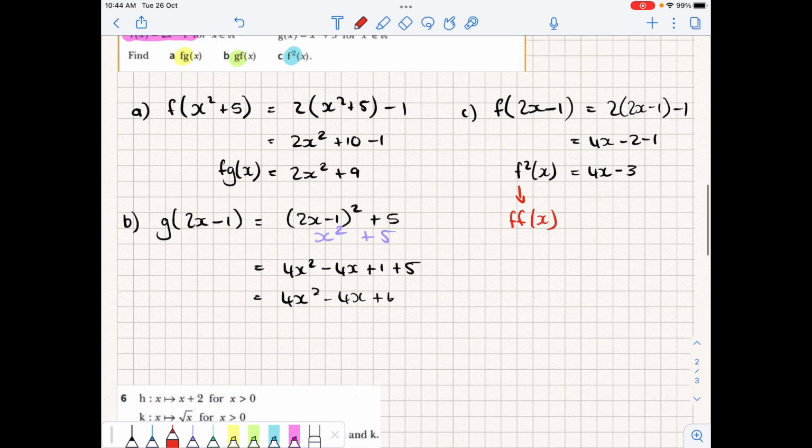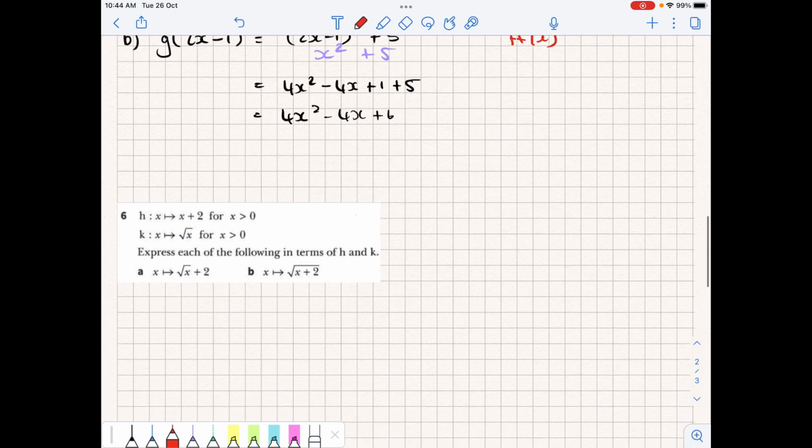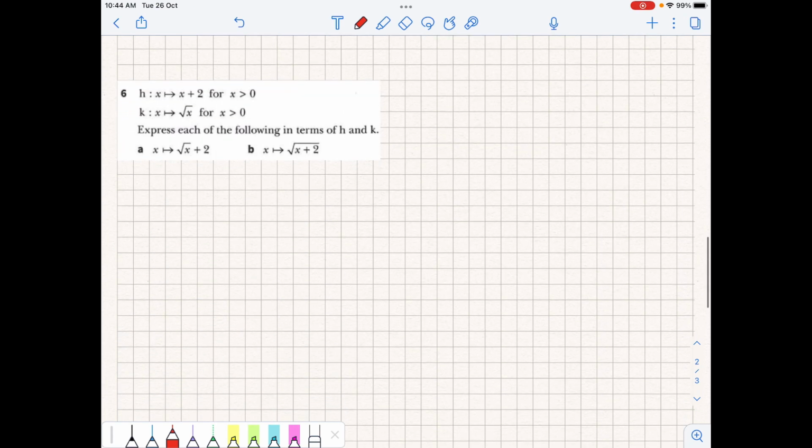Okay, let's do some other types of questions that could be asked. So here we have question 6. We're given function h of x is x plus 2, and we're given function k, which is the square root of x. And they want us to express each of the following in terms of h and k. In other words, they are asking us to show what composite function has been created here. So let's have a look at A.